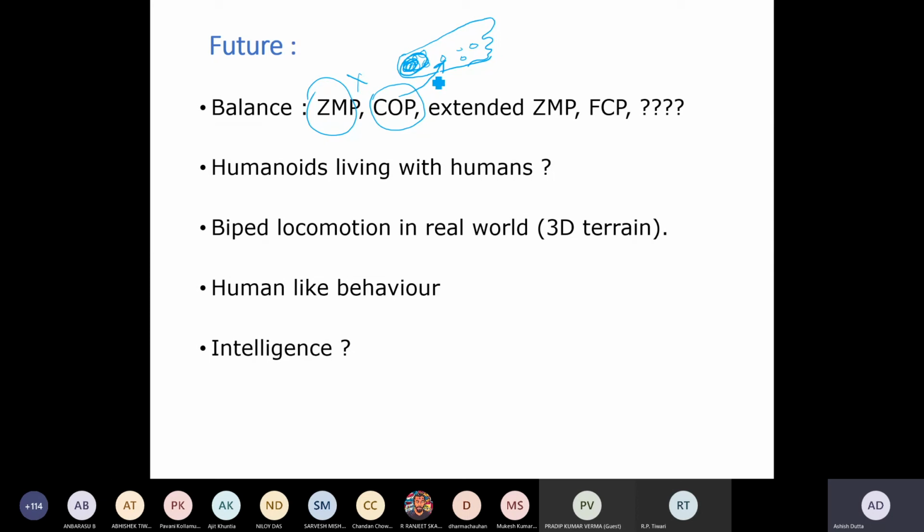But for a robot to put sensors on the foot and then to do the signal processing and then do dynamics, it's not possible. You can't do it in real time. So what people have suggested is to go for extended zero moment point and then a foot capture point.